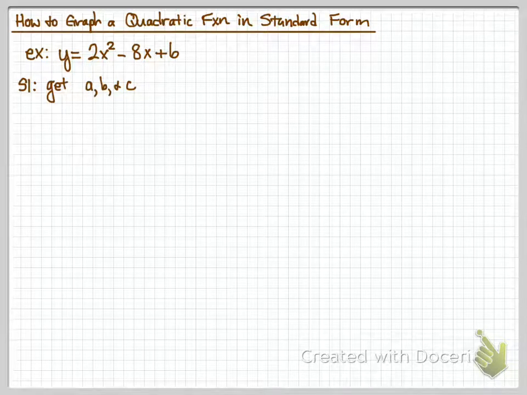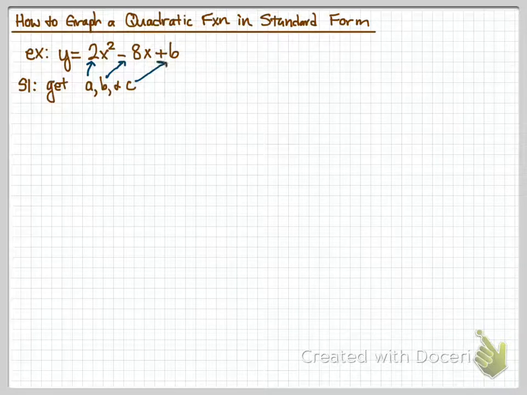Alright, support video, how to graph a quadratic function in standard form. Step 1, this is our given equation. As you can see right there, y equals 2x squared minus 8x plus 6. First we have to get a, b, and c. And looking at our equation, a is 2, b is negative 8, and c is 6. Okay, so that's step 1.